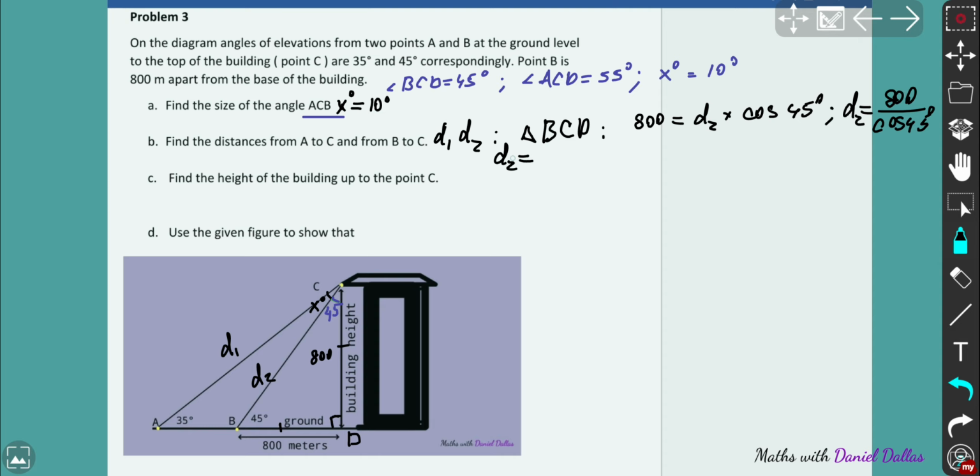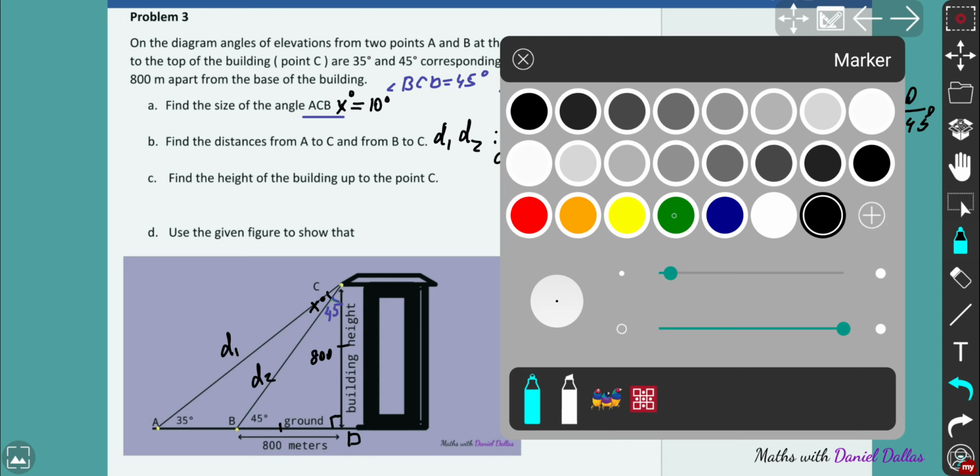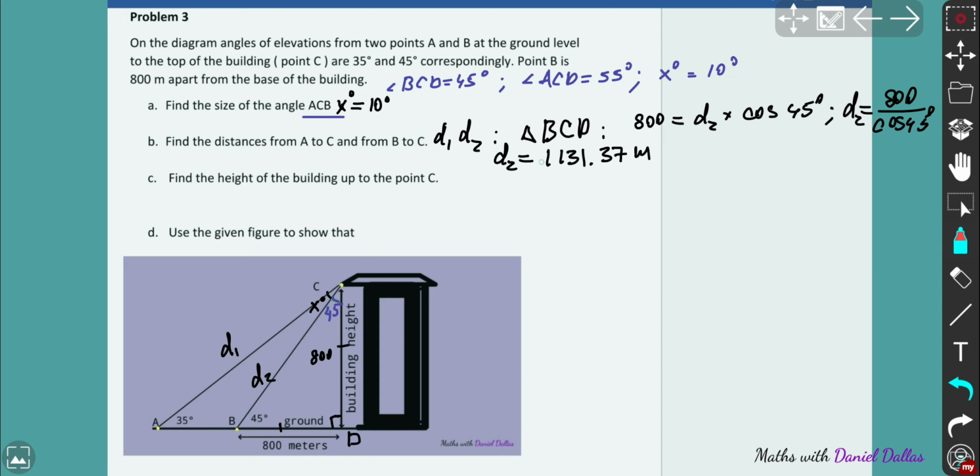So what I've got is 1131. So to the nearest whole number it's going to be 1131. But if you like, we can round to 2 decimal places. It's going to be 1131.37 in the end. And meters. Okay, so we figured out the first unknown. It's right there.